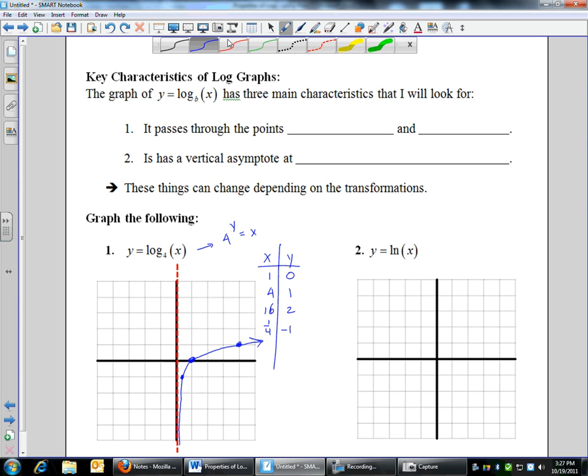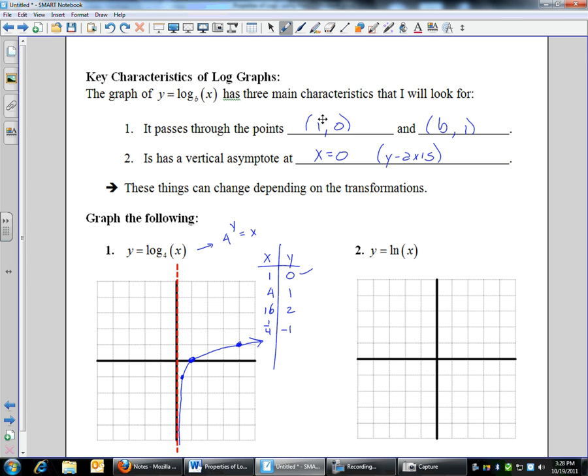Now, one thing that could speed it up, and these are the blanks up here: a log function, if it's log base b of x, is always going to go through the ordered pair 1, 0, which this one did, and it will always go through b, 1, where b is whatever the base is, which this one did. The base was 4, so it went through 4, 1, which that one did. And then it has a vertical asymptote at x equals 0, which is the same thing as the y-axis.